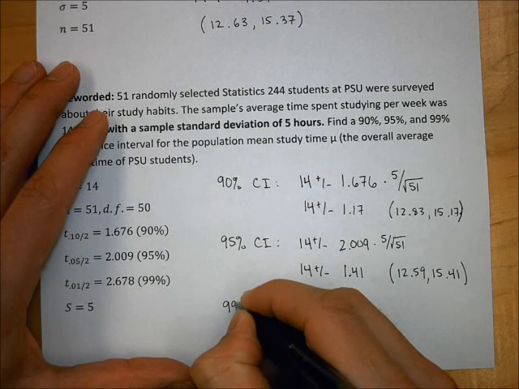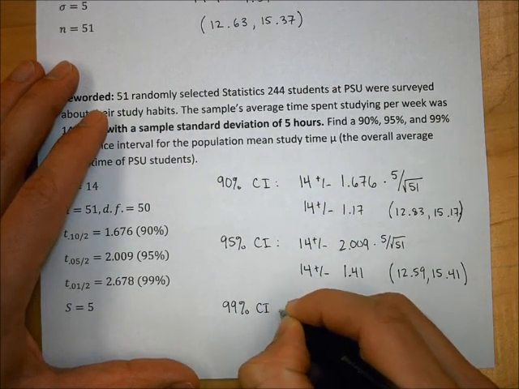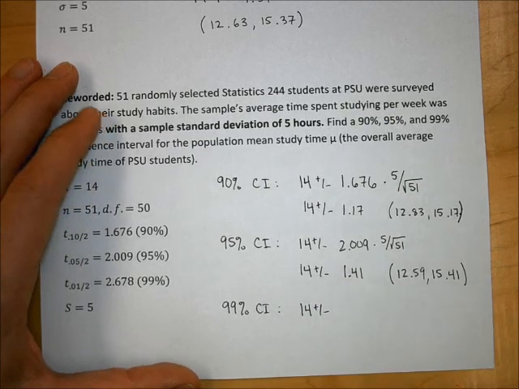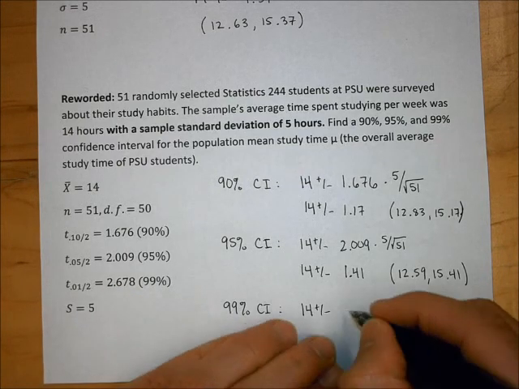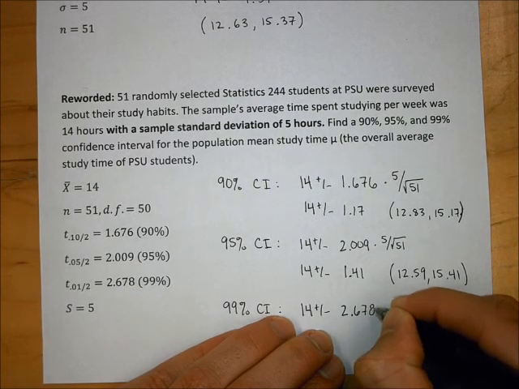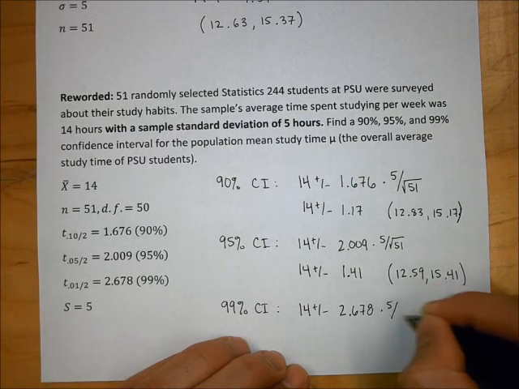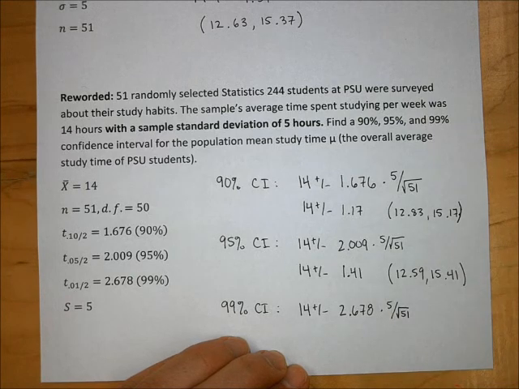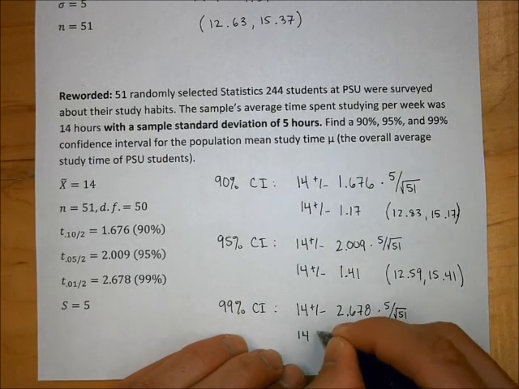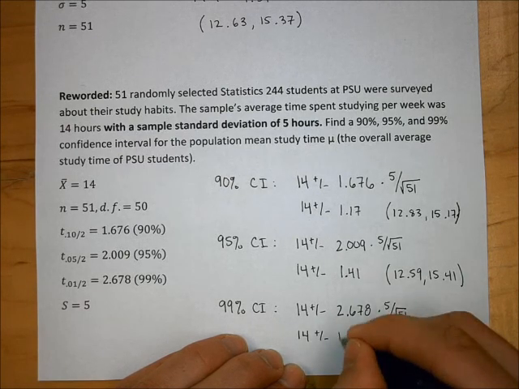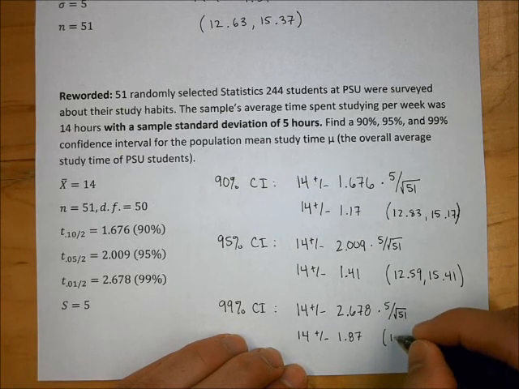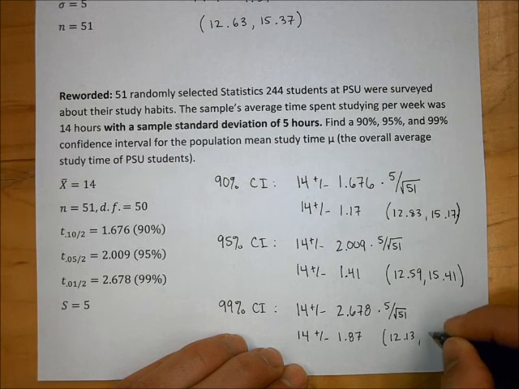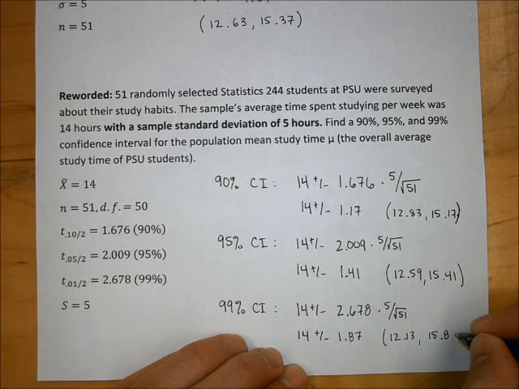Finally, we calculate the 99% confidence interval, which is 14 plus or minus. I've gathered all of my t numbers over here, and I know that for a 99% interval with 50 degrees of freedom, my t number is 2.678. I multiply that by my standard deviation of the sample over the square root of my sample size. I get 14 plus or minus 1.87, and I calculate my confidence interval to then be 12.13 up to 15.87.